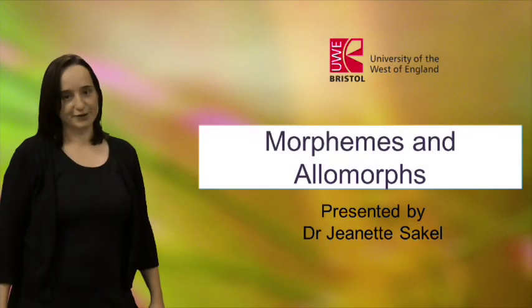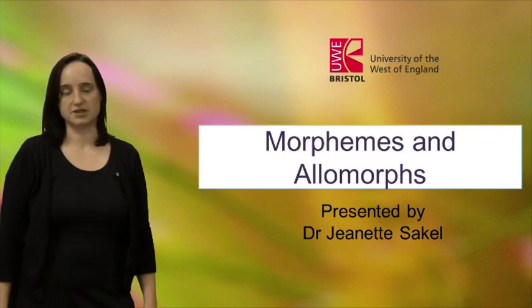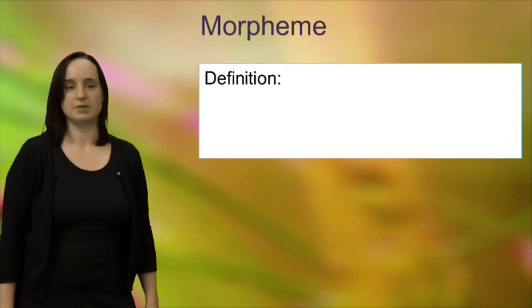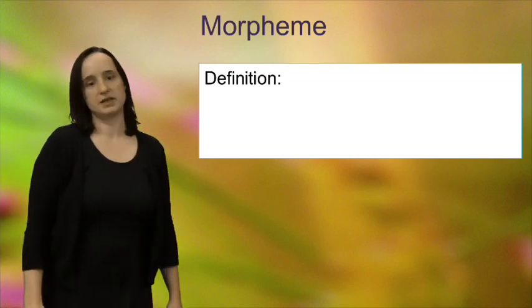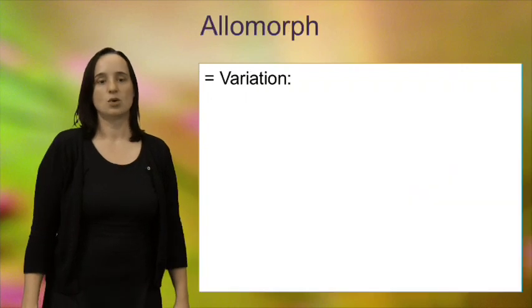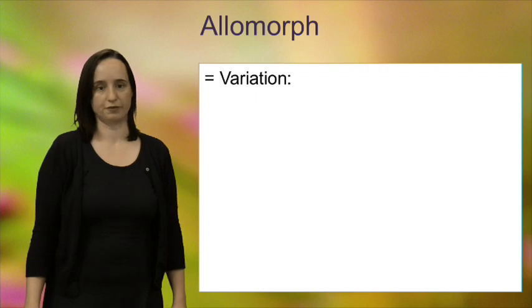Right, let's have a look at morphemes and allomorphs, and really focusing on allomorphs here. There's a separate video on morphemes if you need some more information. But let's start with defining what a morpheme is. It is the smallest meaningful unit. And within the smallest meaningful unit, we can find some kind of variation, which is what we call allomorphy.